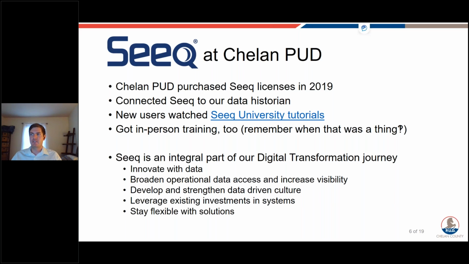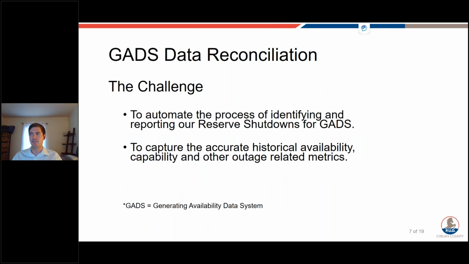Seeq is helping us advance our digital transformation efforts to innovate with data, broaden operational data access and increase visibility, develop and strengthen our data-driven culture, leverage existing investments and systems, and stay flexible with solutions. However, we're not here to talk about a digital transformation roadmap and all that, so we want to stick to some examples. And with that in mind, I'll turn it over to Jessica.